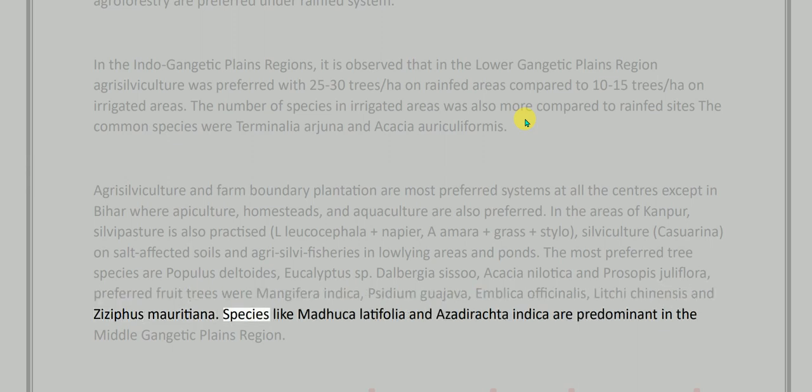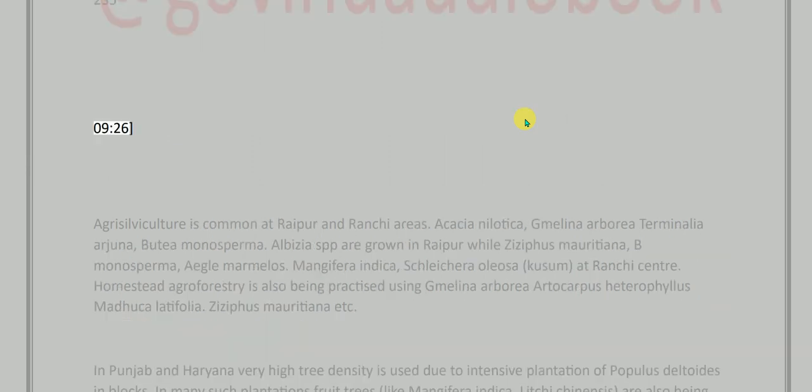Species like Madhuca latifolia and Azadirachta indica are predominant in the Middle Gangetic Plains region. Agri-silviculture is common at Raipur and Ranchi areas. Acacia nilotica, Gmelina arborea, Terminalia arjuna, Butea monosperma, Albizia spp. are grown in Raipur while Ziziphus mauritiana, B. monosperma, Gmelina arborea, Mangifera indica, Schleichera oleosa, Kusum, at Ranchi Center. Homestead agroforestry is also being practiced using Gmelina arborea, Artocarpus heterophyllus, Madhuca latifolia, Ziziphus mauritiana etc.